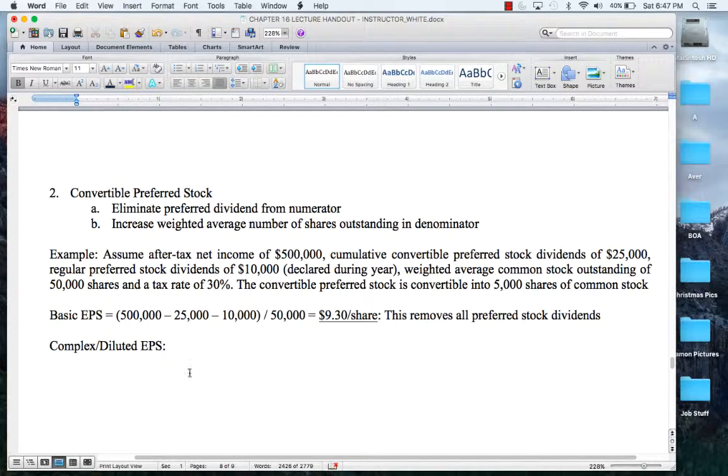So your first step is calculate the basic earnings per share. As the formula indicates, it is net income minus your preferred dividends. So the cumulative preferred dividends were 25,000. You would subtract those regardless if they were declared. But the regular preferred stock dividends were declared during the current year, thus you get to remove the 10,000 as well. You will then divide that by the weighted average shares outstanding of 50,000 shares. This then gives you a $9.30 basic EPS. And as it says, this reflects the fact that you remove all the preferred stock dividends.